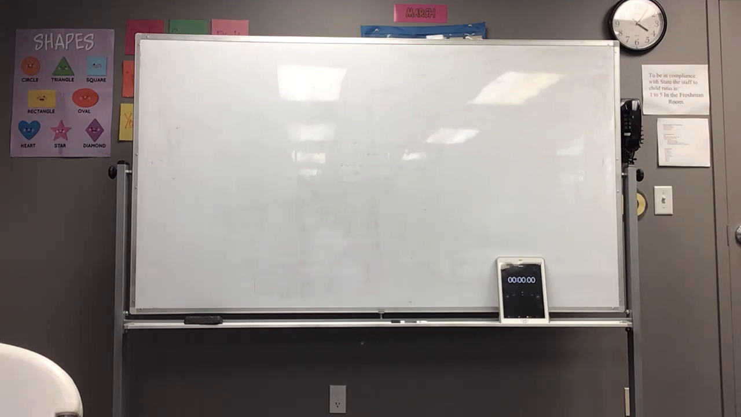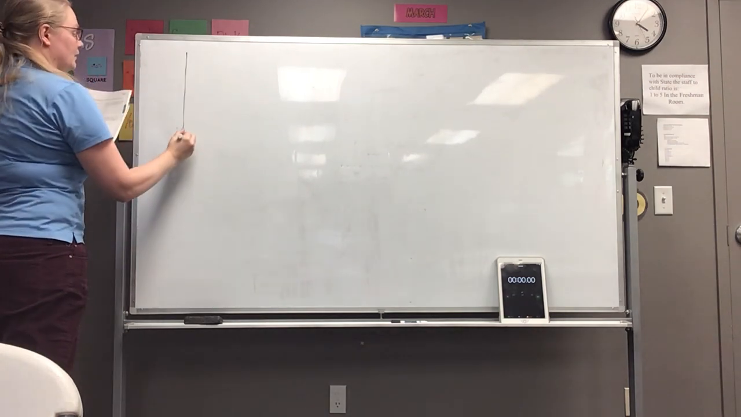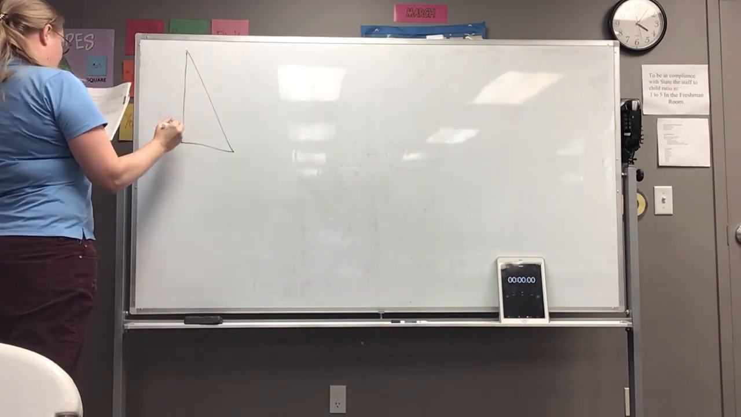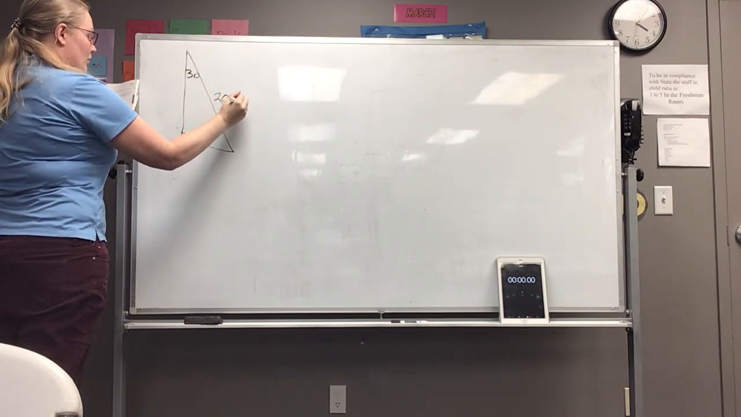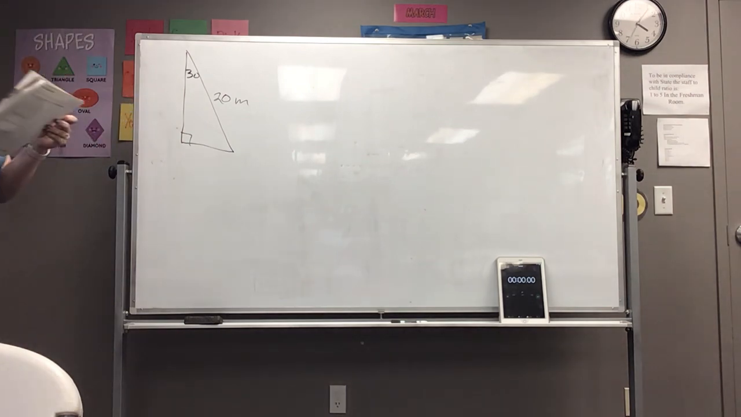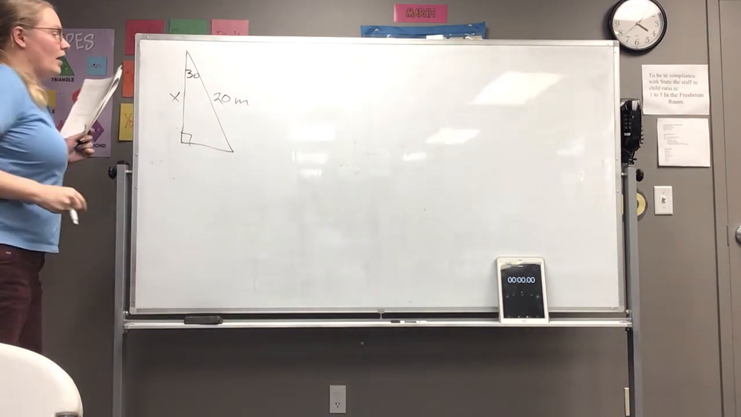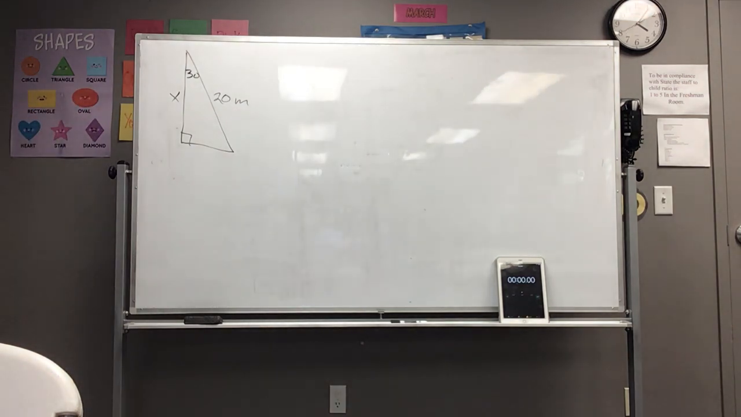All right, so we have a right triangle. 30 degrees, 20 meters, and they want the length in meters of this side. But it is an exact answer, not a decimal.